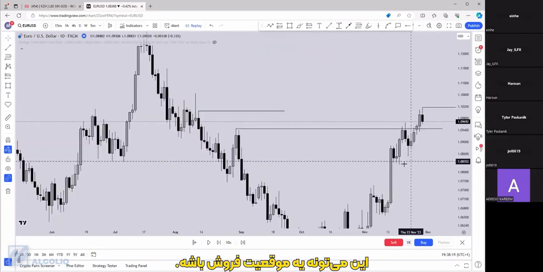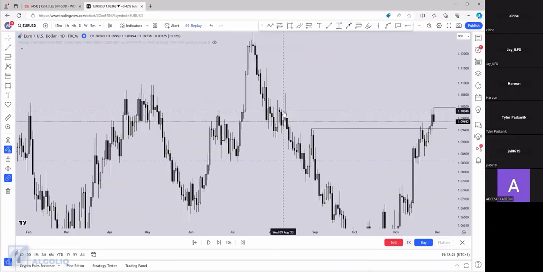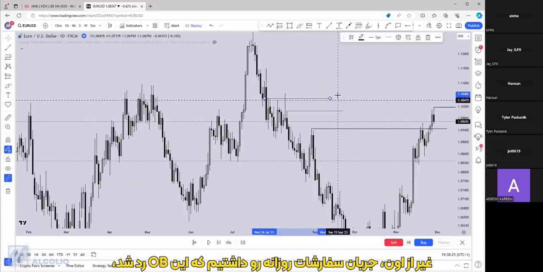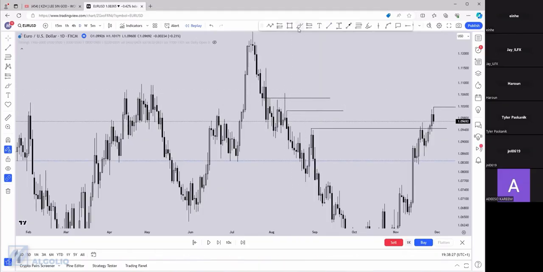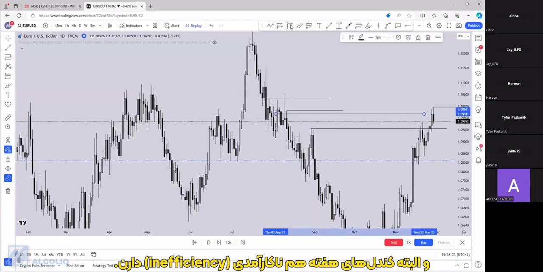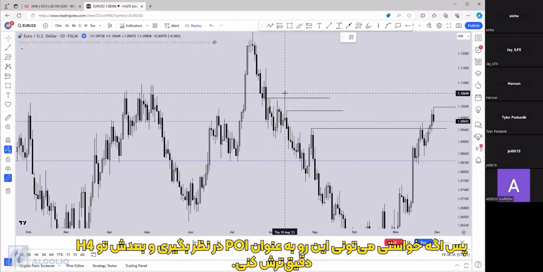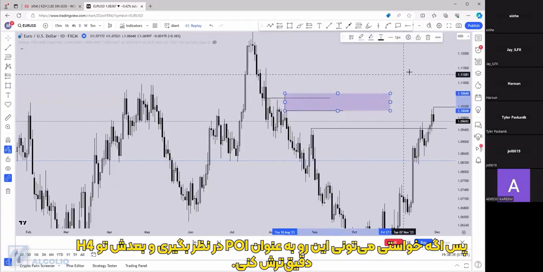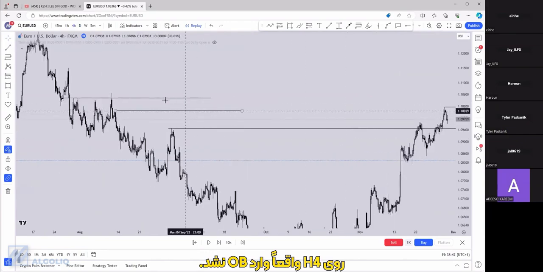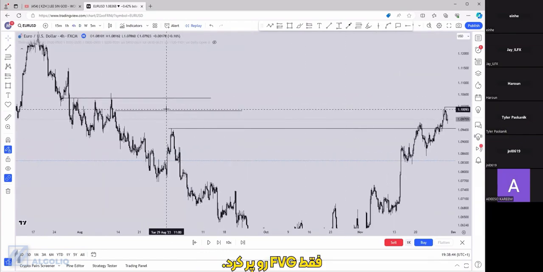That's one possible sell. But except for that, we had daily order flow, which with this OB being rejected, mitigated. And the next level for that is around here, 50%. And of course, wicks are inefficiencies as well. So you can use this as a POI if you want to, then you can refine it to H4. On H4, it didn't really tap into the OB. It just filled the FEG. The OB was on top.